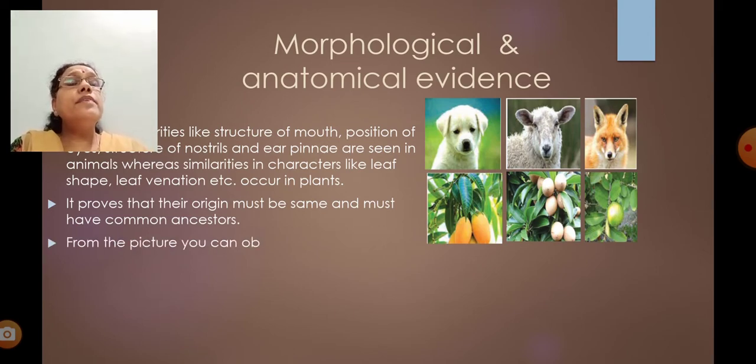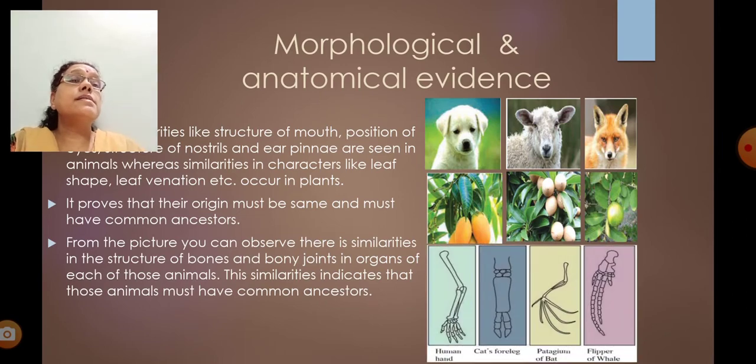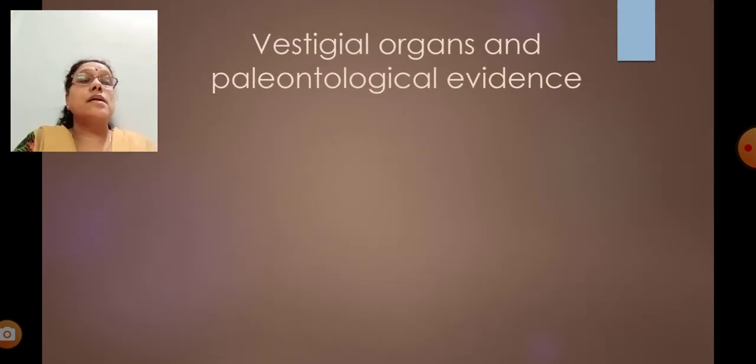Then in another picture you can see the anatomical evidence: different human bones, and those of cats and the flipper of whales. From the picture you can observe there are similarities in the structure of bones and bony joints in the organs of each of these animals. These similarities indicate that those animals must have common ancestors. That is the evidence. From the evidence, they can prove that they have a common ancestor.